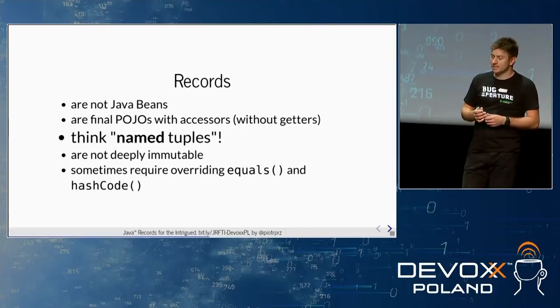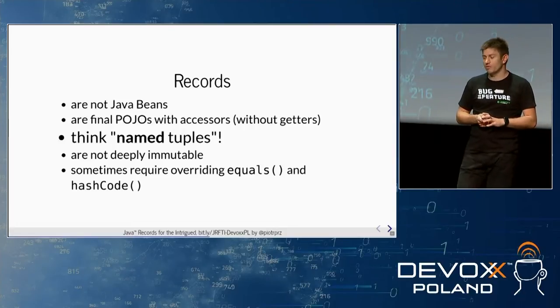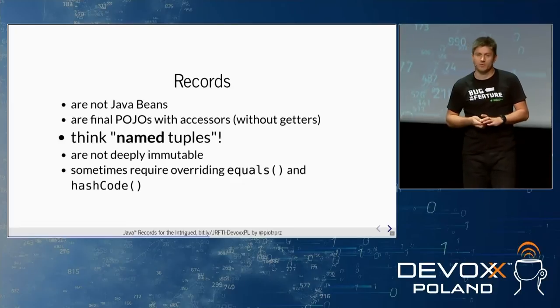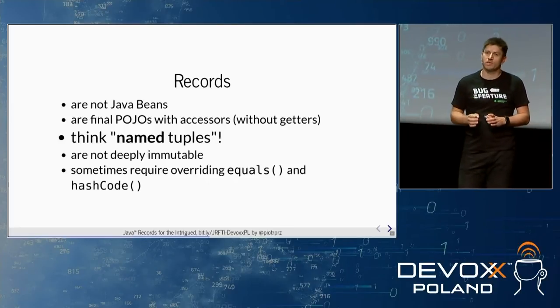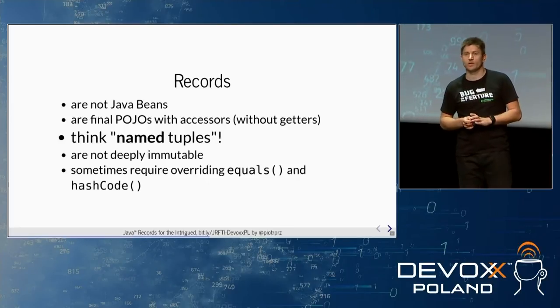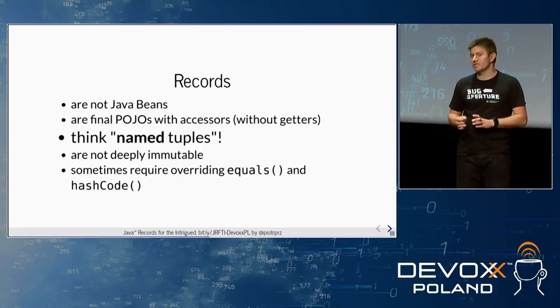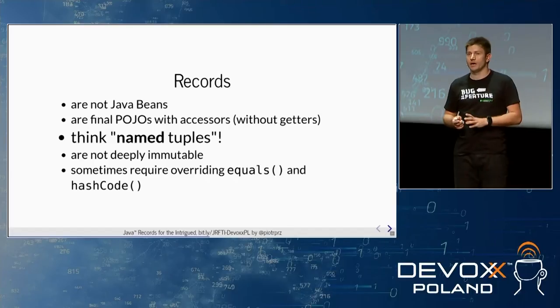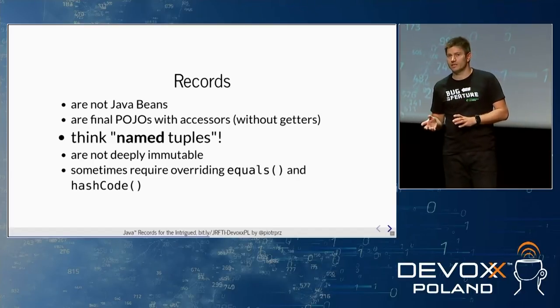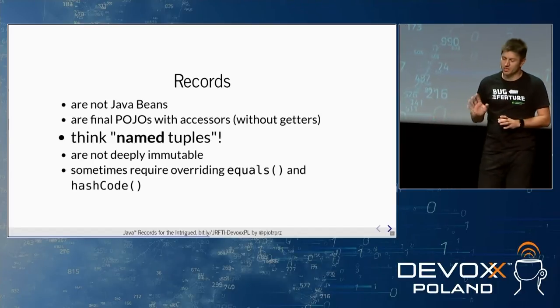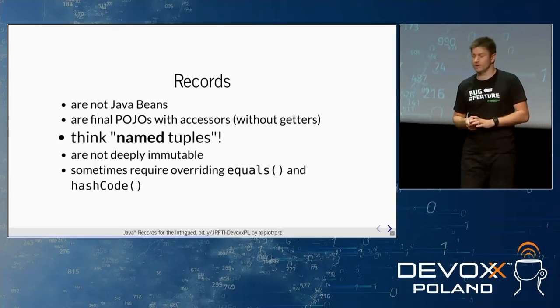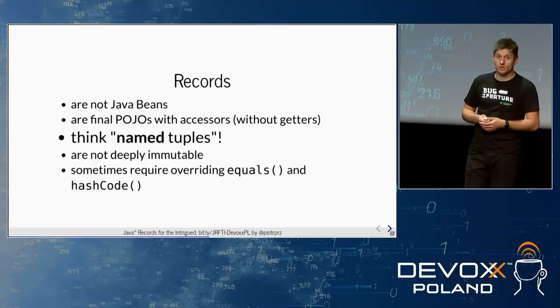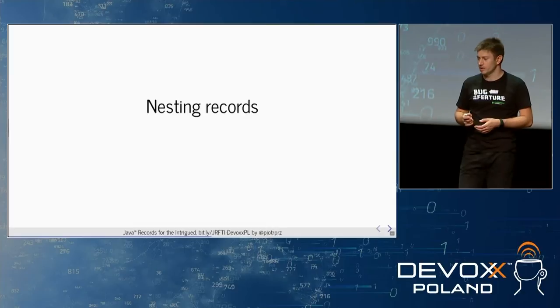And so sometimes they require overriding equals and hashCode, because some people keep saying that the generated equals and hashCode is always the right one. I would say there might be some situations when you need to override them, but most of the time I agree it's an indication of a bad smell, that something somewhere went quite wrong if you need to override equals or hashCode in your record class.